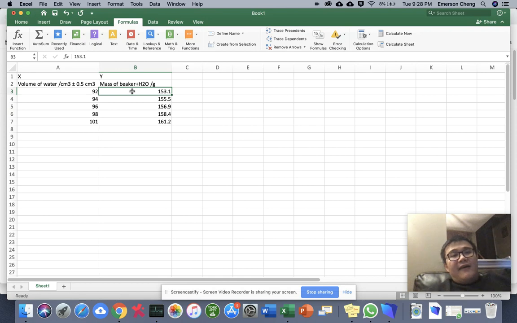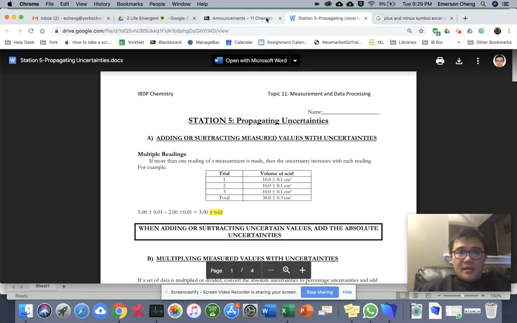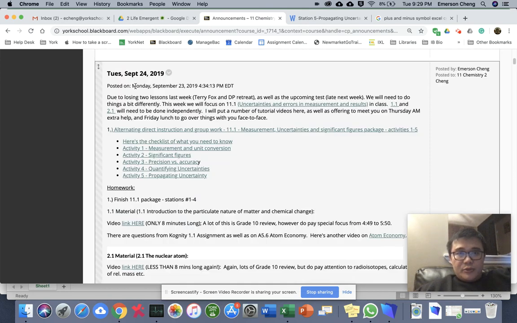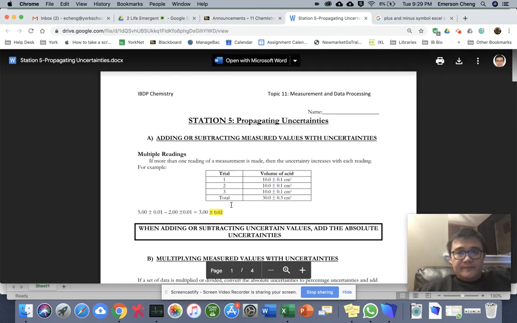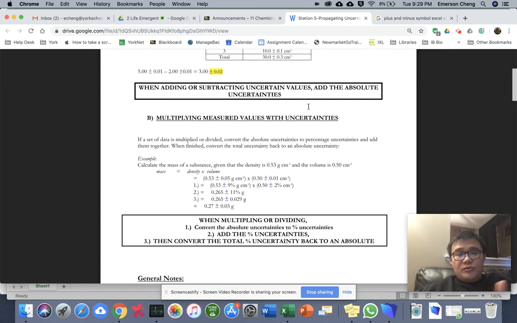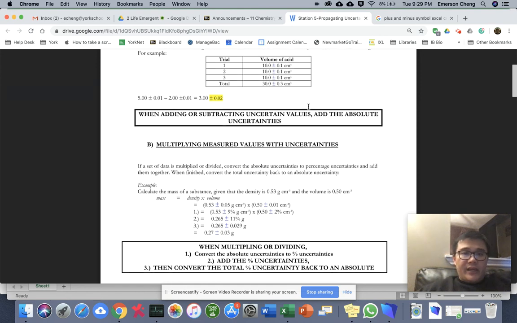So for the y-axis, you have the uncertainty from the graduated cylinder and the uncertainty from the scale. Because these two are not the same unit, you will need to propagate those uncertainties. If you look back under September 24th, the lesson on quantifying and propagating uncertainty, station 5 here. When you have uncertainties with two different sets of units, you will have to propagate them.